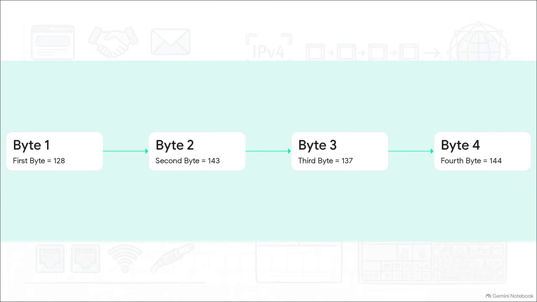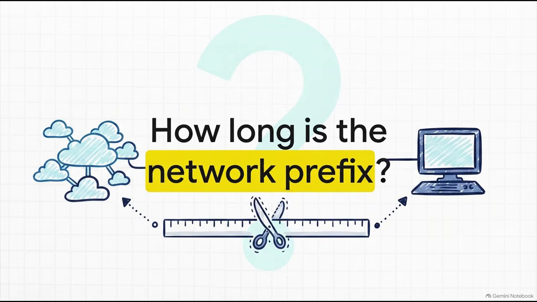This standard translation is known as dotted decimal notation. It's how a massive, totally unreadable binary string translates into a much more familiar human-readable format, like 128.143.137.144. But here is where the engineering gets a bit tricky. Every IP address actually has two jobs.